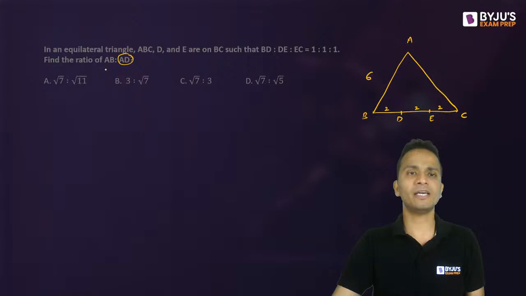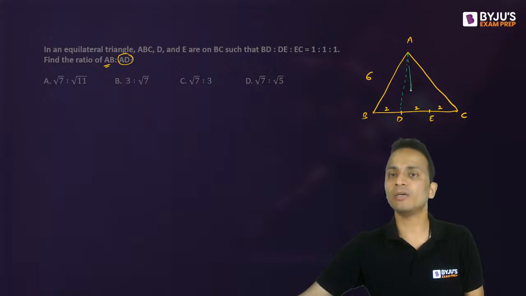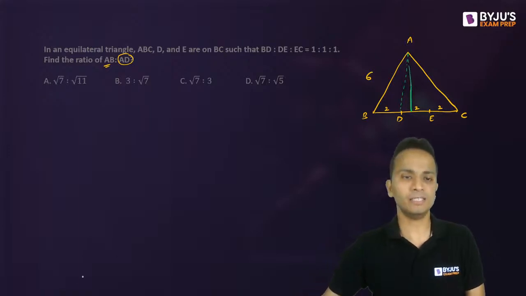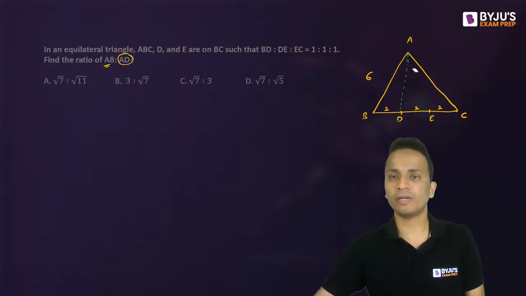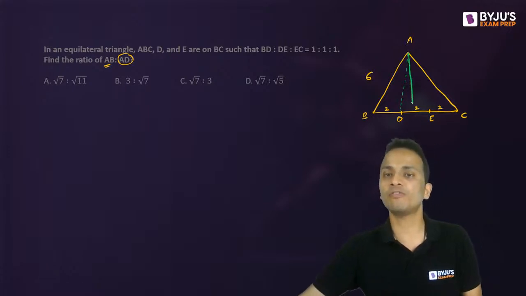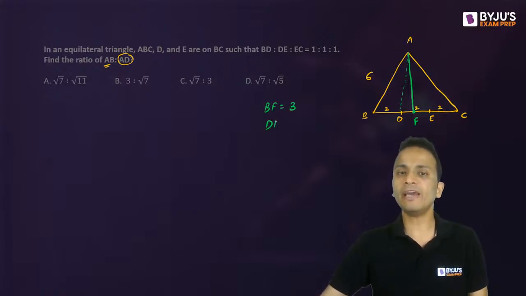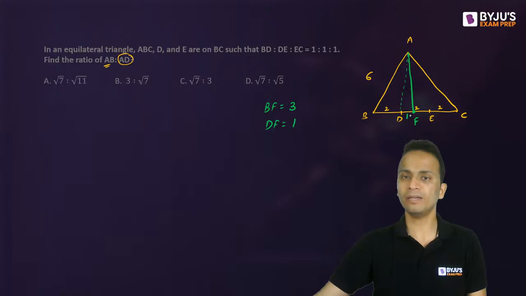Length of AD calculate करना है. Length of AB is already known, right? Now to find out the length of AD, I'll join A and D, okay? And we'll drop a perpendicular from A on BC. I'll drop a perpendicular here. So if I drop a perpendicular, it will be the midpoint of BC, right? Let's say this point is F. So here BF will be equal to 6 divided by 2, that is 3. So DF will be equal to 1. All right. So the length of DF will be equal to 1.